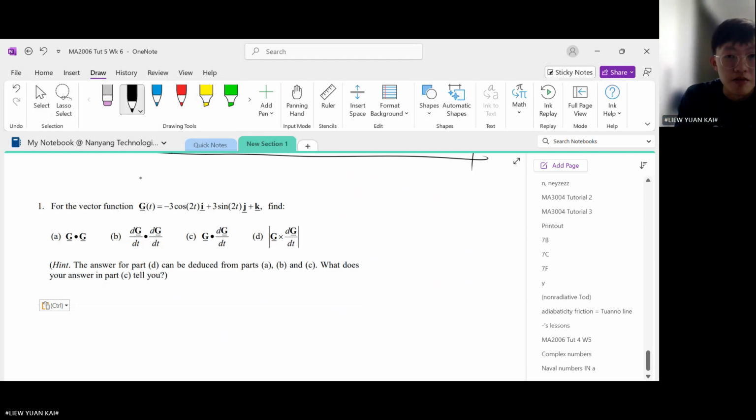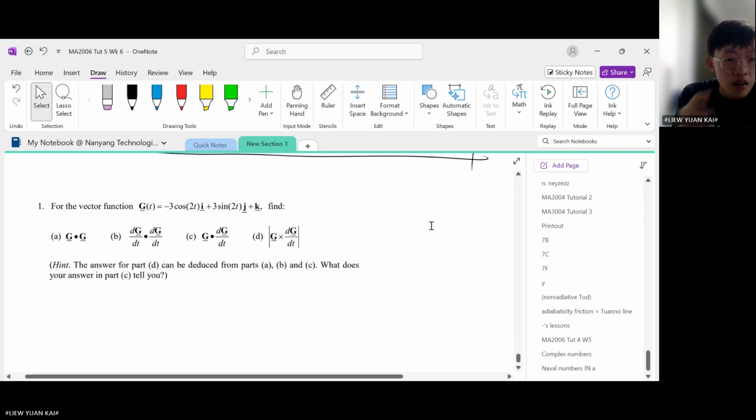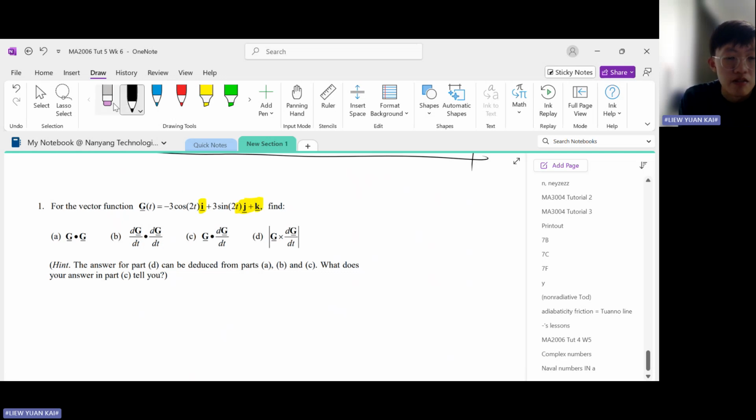Okay, question 1. For the vector function this, notice that this is a vector function. How do we know? Because there's i, j, k. It's not just a normal scalar function that we are familiar with. So this is a vector function. We want to find each of these expressions. So let's go ahead and start.